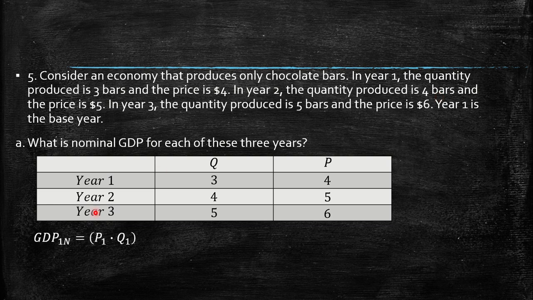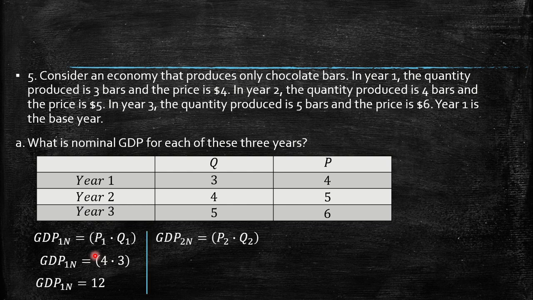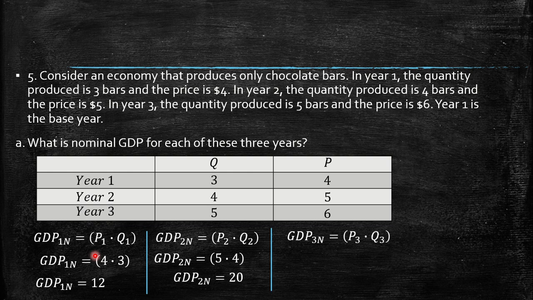Then we already know the nominal GDP should be price times the quantities. In this case we just have one product, so it should be this computation. So we have 4 times 3, so we end with 12. And then for year 2 we have price 2 times Q2, so we have 5 times 4. Then we have 20. Then for the other situation, we have 6 times 5, so we have 30.